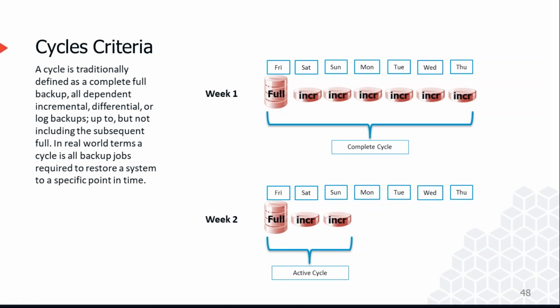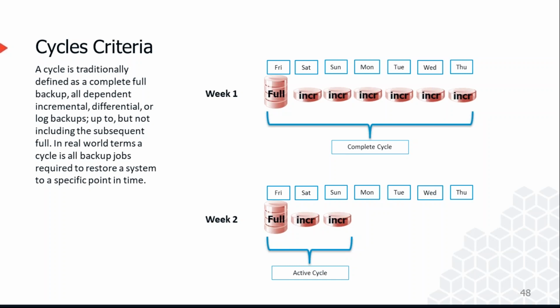If I try to give the definition of a cycle, then one cycle is equal to the number of days between the two full backups. Two consecutive backups. The number of days gap between the two consecutive full backups is equal to one cycle.